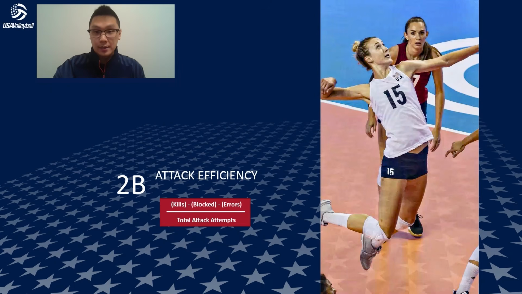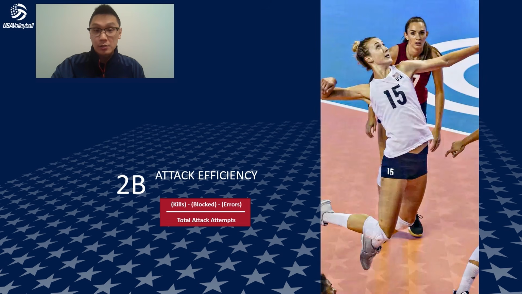The next attacking stat we'll talk about is your attack efficiency. This is the one that's most commonly discussed when we talk about attacking as a team or as a player. The way you calculate this one is you take your total number of kills, then you subtract from that how many times you've gotten blocked and how many times you had an attack error. Then you divide it by your total attack attempts.